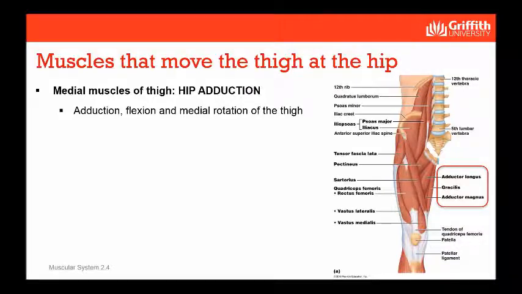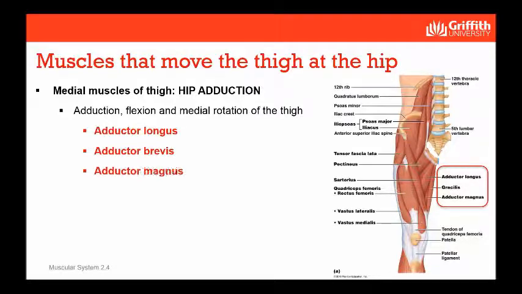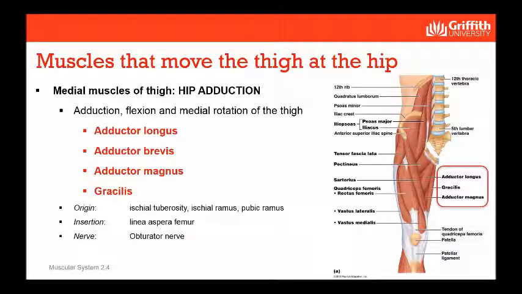All 3 muscles adduct, flex, and medially rotate the thigh at the hip joint. These muscles include adductor longus, adductor brevis, adductor magnus. In addition to these 3 muscles, gracilis is a long, thin, superficial muscle of the medial thigh. It adducts, flexes, and medially rotates the hip, particularly during walking. All 4 of these hip adductors are innervated by the obturator nerve.